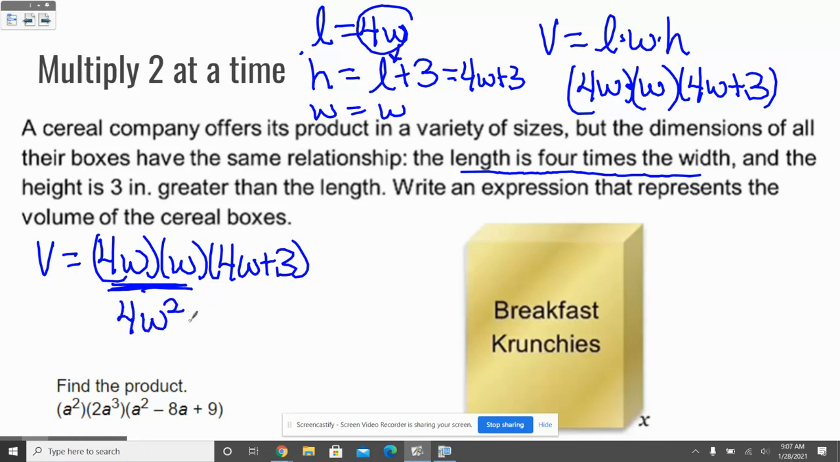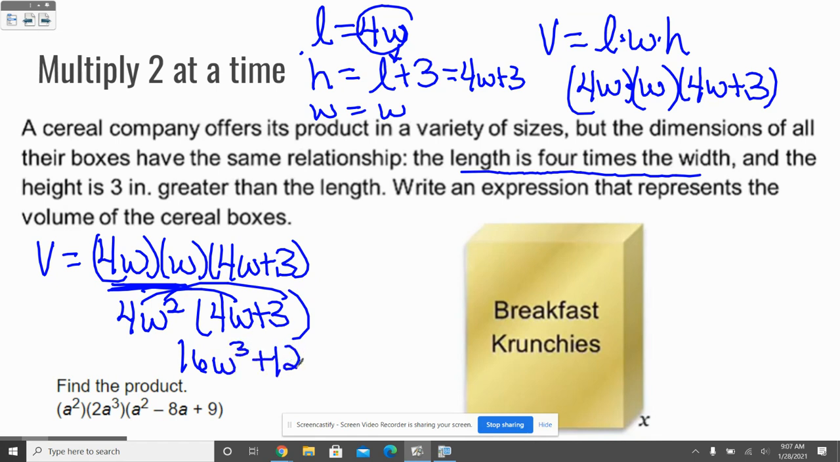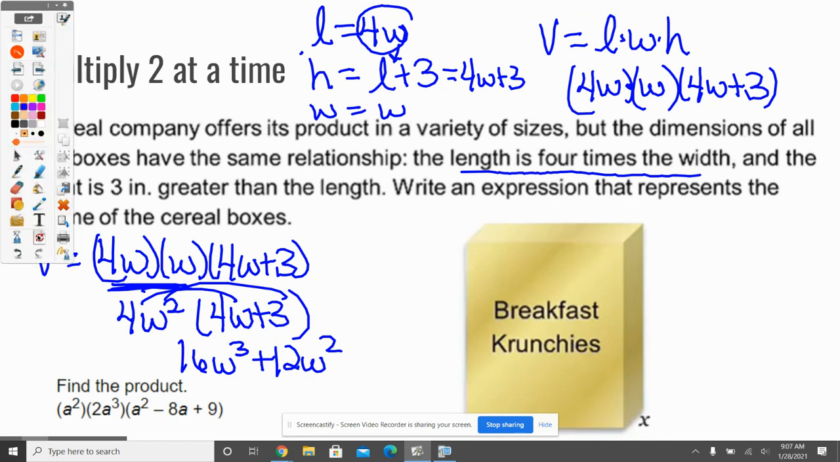So it's 4w squared, and now I'll take that times 4w plus 3, and I'll use my exponent rules and distribute: 16w to the third plus 12w squared. Okay, why don't you pause it and try this one on the bottom?